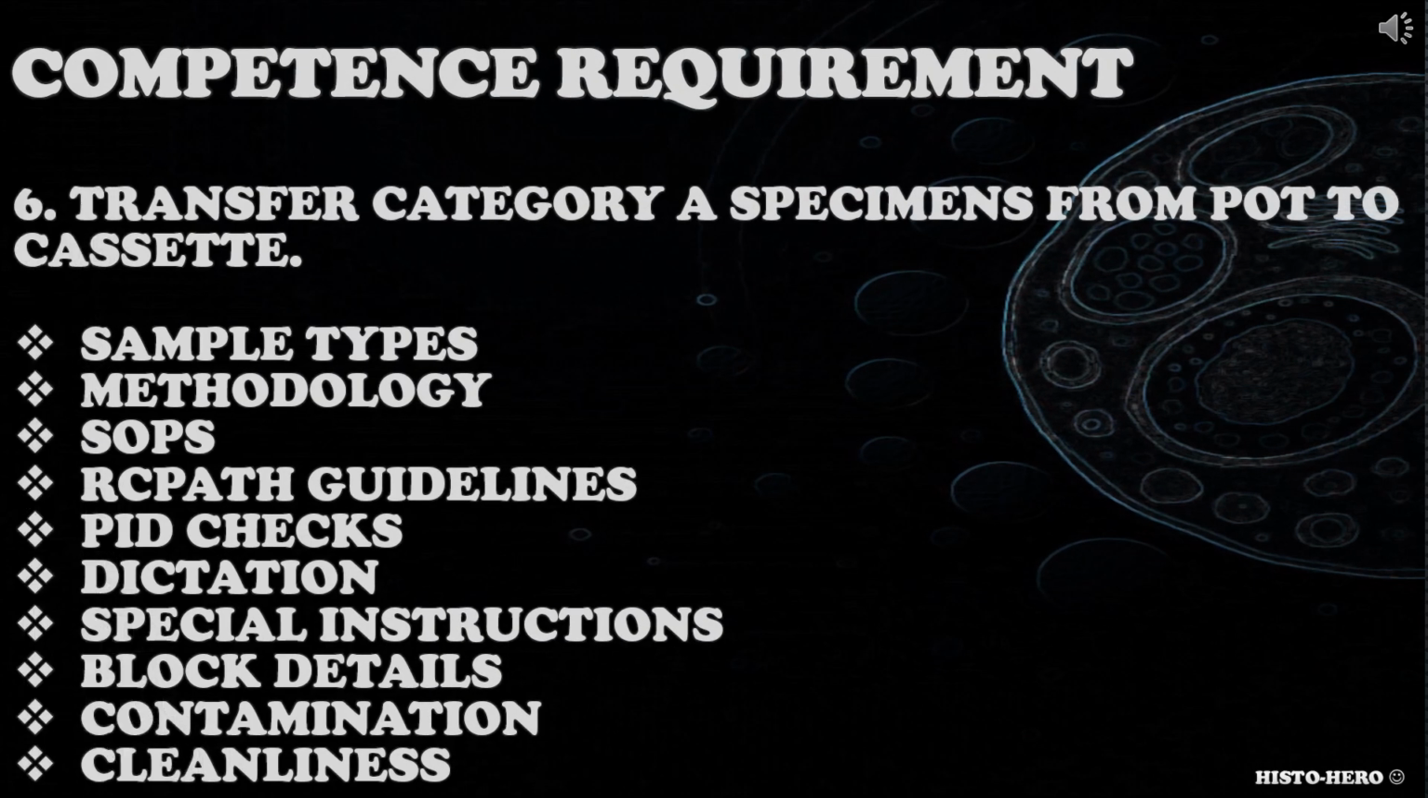The sixth competence requirement is transfer Category A specimens from pot to cassette. Candidates should be able to transfer samples of Category A from the pot to the cassette. Does the candidate know what the Category A specimens are? Do they perform specimen transfer in your lab? Do they know what the key things are that need to be performed during the sample transfer? When addressing this competence requirement, candidates could consider description, special instructions, block details, PID checks, contamination, cleanliness, and so on. They could also consider specific examples from their practice and how they approach them during specimen transfer.